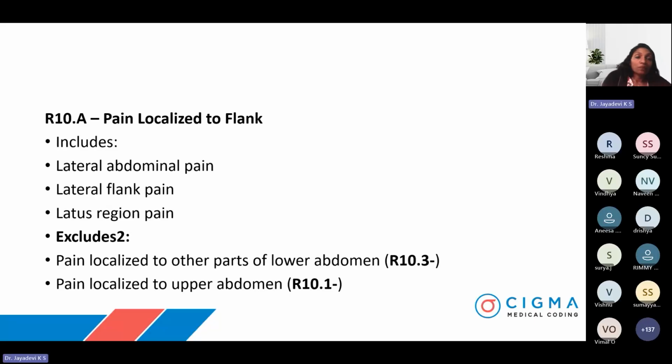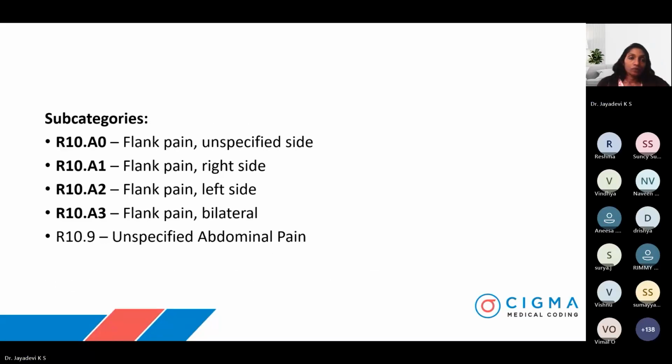Now moving on to R10.A, it's pain localized to flank. It includes lateral flank pain, lateral region pain. That is, it refers to flank only. Here it excludes pain localized to other parts of the lower abdomen or upper abdomen. If that is mentioned, you can use it along with R10.A. In subcategory codes, flank pain, unspecified side, flank pain right side, flank pain left side, flank pain bilateral, unspecified abdominal pain. Subcategory codes.